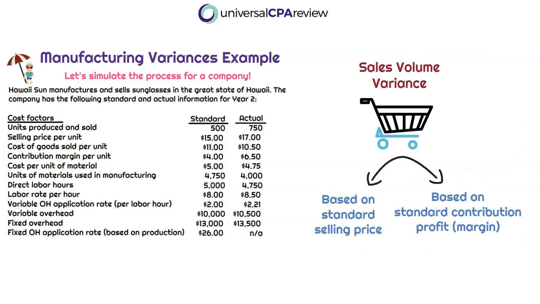So the second type of sales variance relates to the volume. And the question we're trying to ask ourselves there is, was actual sales volume higher or lower than the budgeted or standard sales volume? Now there's really two different ways we can look at this. We can focus on the actual volume in consideration of the budgeted sale price, or we can do it on a contribution profit basis.